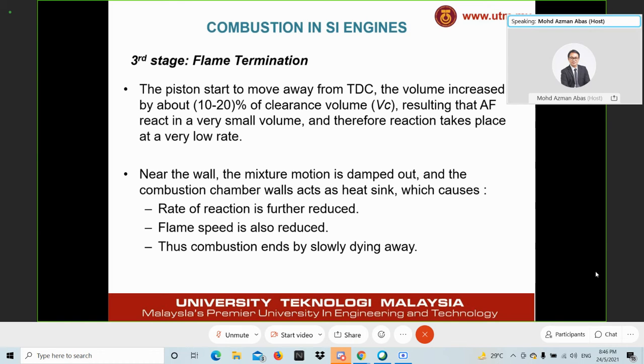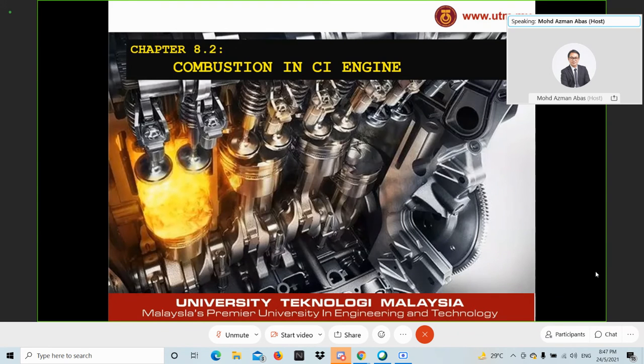Because the combustion starts to die off, the reaction takes place at a very low rate. So the flame speed starts to decrease, the pressure starts to decrease, the temperature starts to decrease, and everything starts to decrease. Near the wall, the mixture motion is damped out, and the combustion chamber wall acts as a heat sink. It absorbs the heat, which causes the rate of reaction to be further reduced. Flame speed is reduced. Combustion ends by slowly dying away. So that is pretty much it for the spark ignition engine.